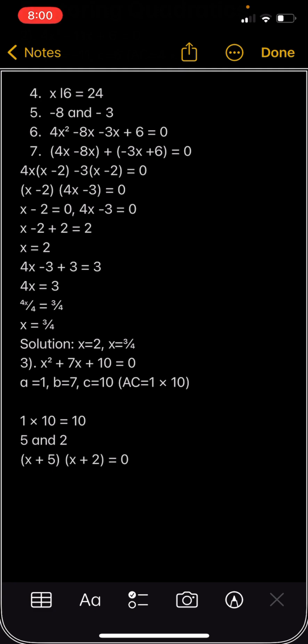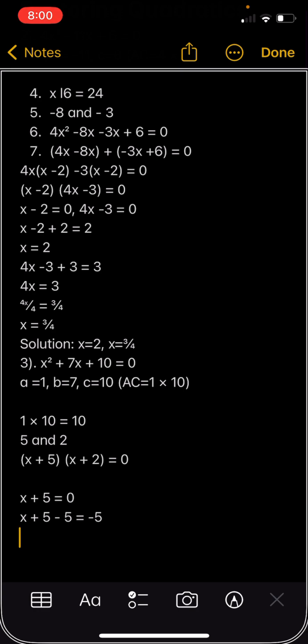And now we can go ahead and set each one of these brackets equal to 0. So we can have x plus 5 equal 0. And we can solve for x by subtracting 5 from both sides. So it will be x plus 5. We can subtract the 5 here, and that will be equal to -5. So in the first instance, x is equal to -5.